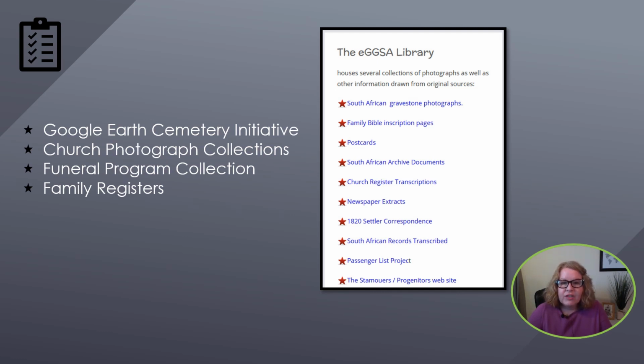Now, these family registers are compilations of research that members of a particular family have put together into a document. And if you're researching any of the progenitors or the very early settlers of South Africa, you may be able to make use of these family registers. Now, we have to be cautious because although some of them do contain source lists, some of them don't have any sources of where the information came from.